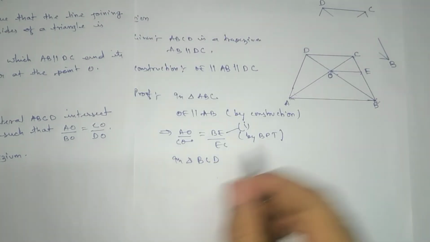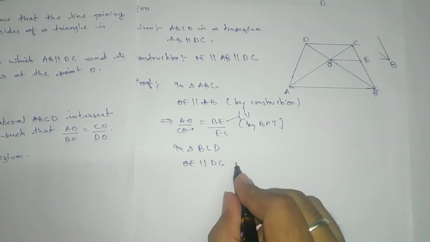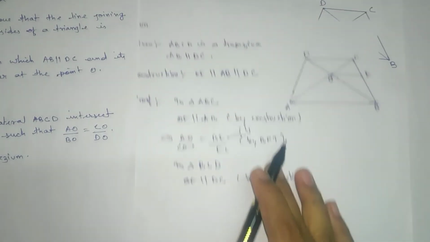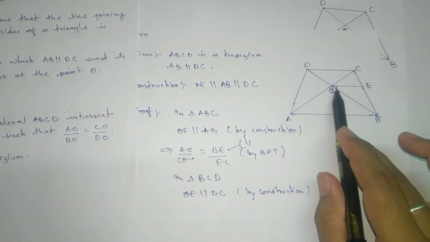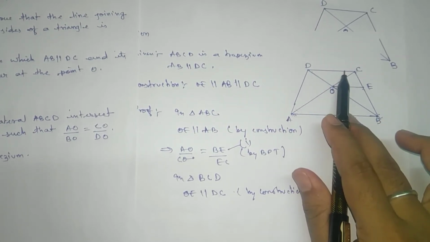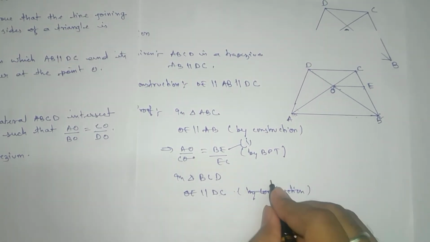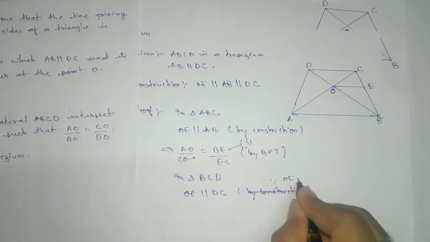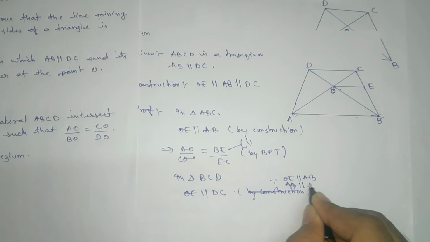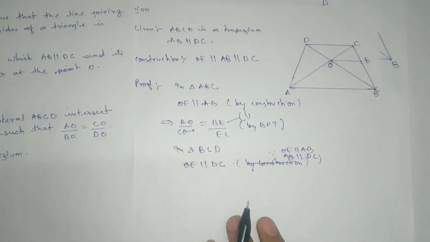So what we have, OE is parallel to DC. Okay, by construction. So only one part we can take construction. We cannot write that both would be parallel. We have taken OE parallel to AB, but it is given that AB is parallel to DC. That's why OE is parallel to DC. So we'll not mention here by construction. We'll say that since OE is parallel to AB and AB is parallel to DC, that's why we can write this one. Remember this one, not by construction.